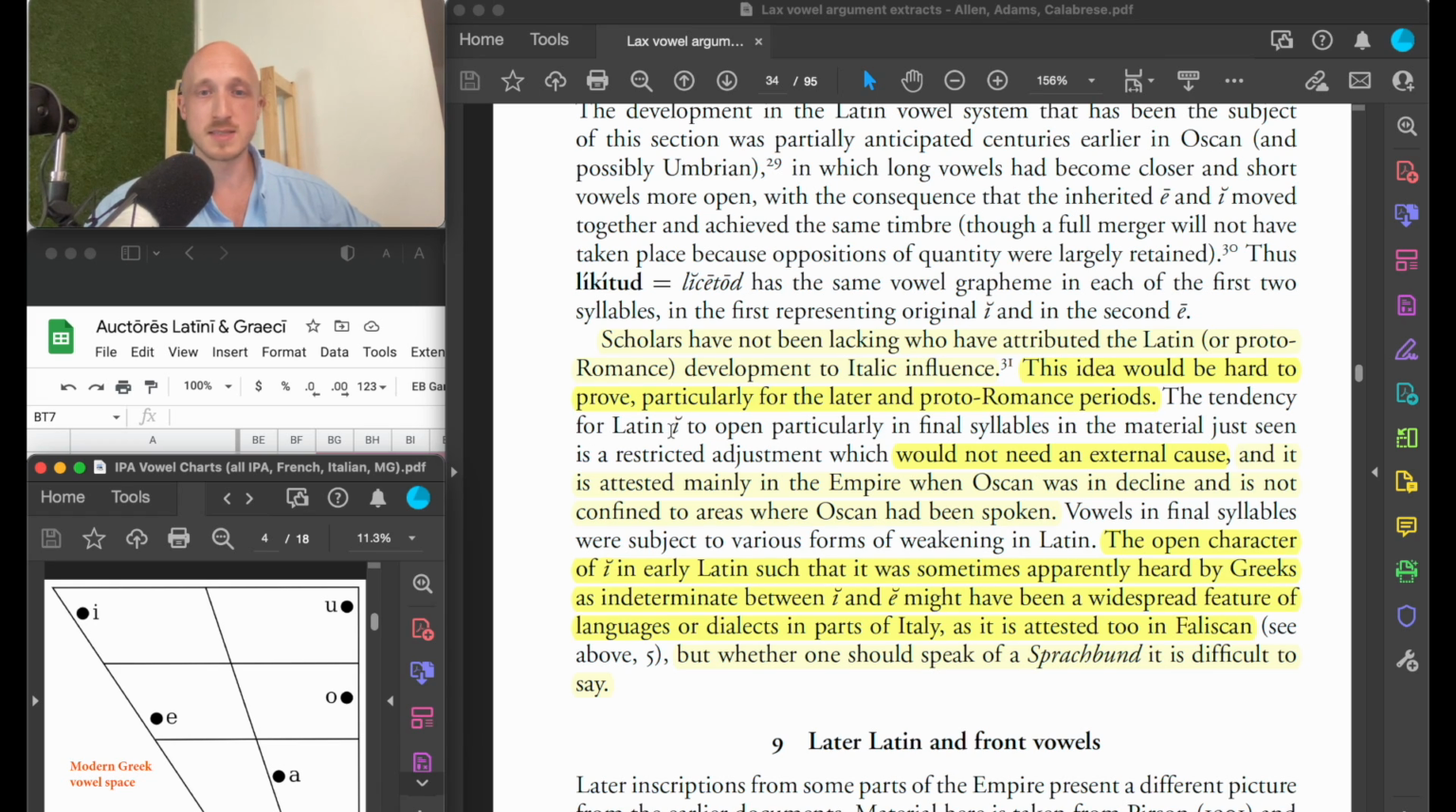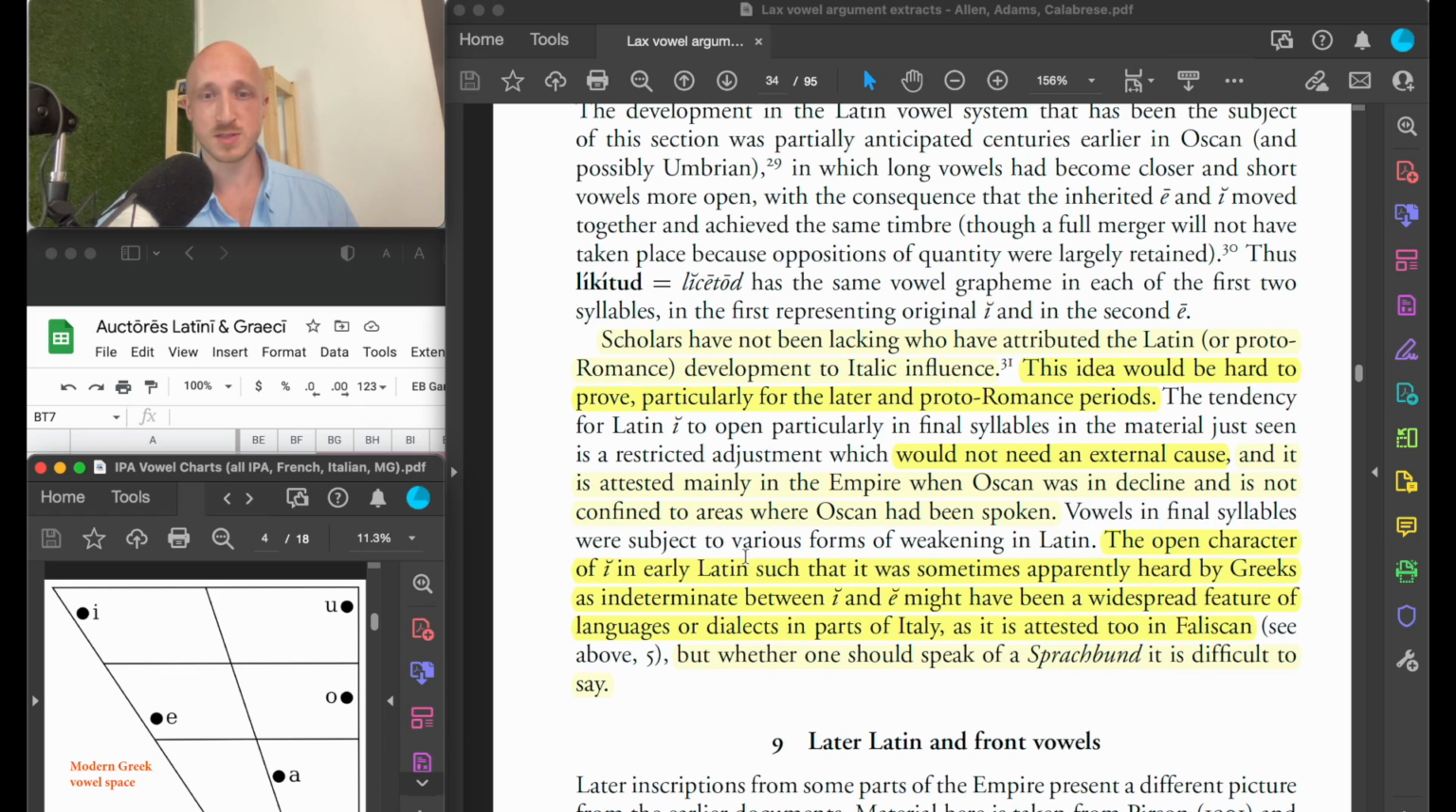The tendency for Latin E to open particularly in final syllables in the material just seen is a restricted adjustment which would not need an external cause. And it is attested mainly in the empire when Oscan was in decline and is not confined to areas where Oscan had been spoken. So Oscan is not influencing this characteristic at Pompeii.